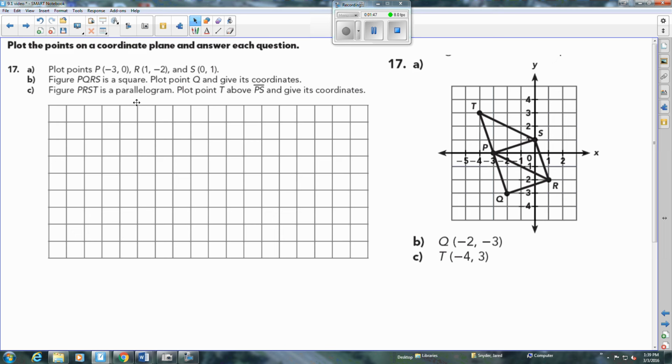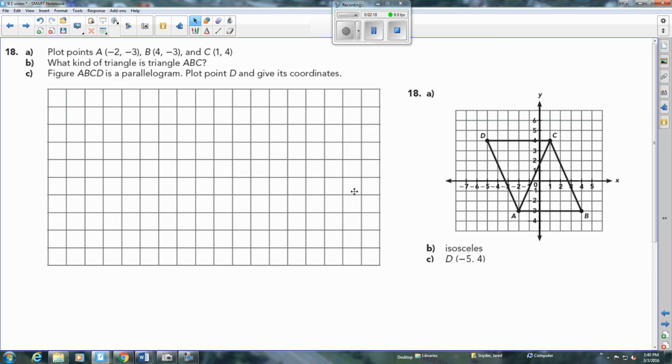PRST is a parallelogram. Plot T above PS and give its coordinates. We know that it had to be above PS, and as long as you're making it parallel, it would technically have to be at -4, 3 because it's a parallelogram and we have two sets of parallel sides. So that's the only way that's going to work. Number 18, you plot it out.